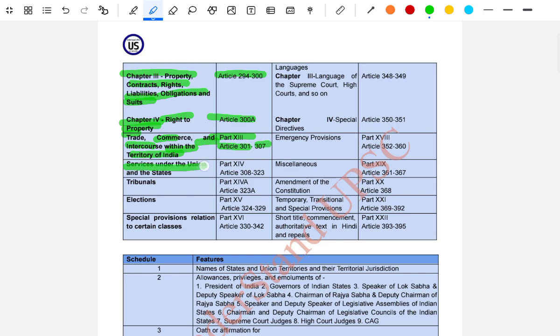Services under the Union and the State, Part 14, Article 308 to 323. The Tribunals, Part 14A, Article 323A. Elections, Part 15, Article 324 to 329. Special provisions relating to certain classes, Part 16, Article 330 to 342.